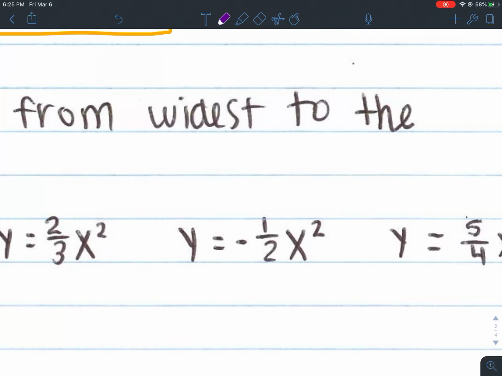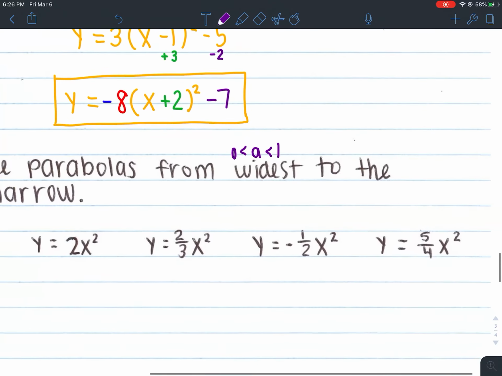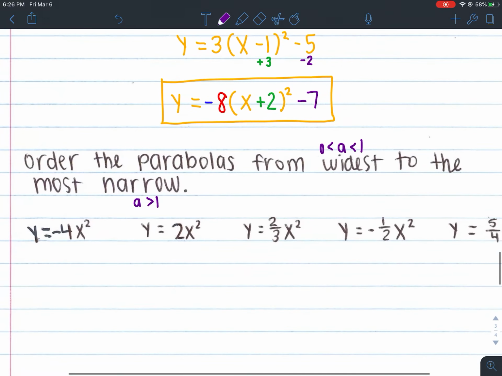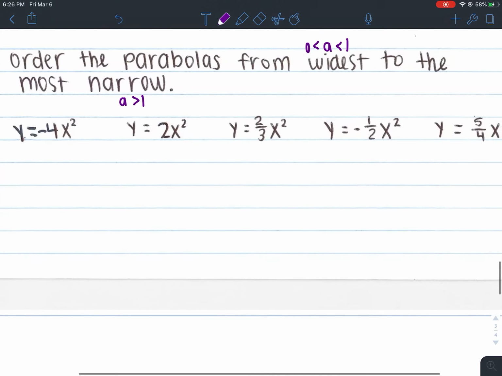Remember, wider means that my A value is going to be in between 0 and 1. It's a decimal or fraction, whatever it may be, between 0 and 1. If it is narrow, it's going to be a number bigger than 1. So the bigger the number, the more narrow. The smaller the number, the more wide it's going to be.